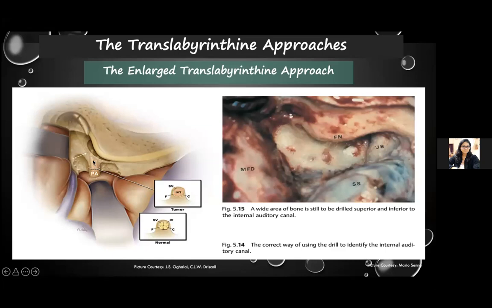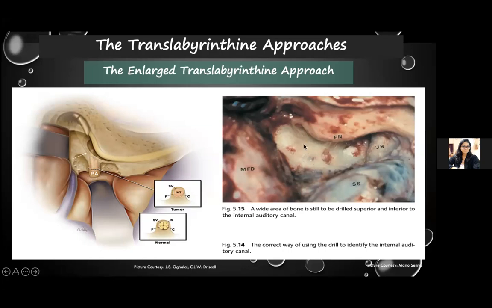Now, if you see carefully, you can see the orientation of the internal acoustic meatus is roughly just beneath the second genu of the facial nerve. To be more precise, the longitudinal axis of the internal acoustic meatus is parallel to the external auditory canal. So the external auditory canal will be lying like this, and the internal acoustic meatus will be parallel to it. According to this schematic picture, this will be the location of the internal acoustic meatus.